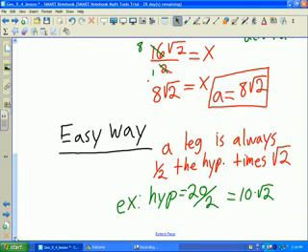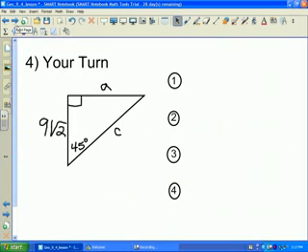I got one more for you. You guys are going to work on this one for yourself. I'll put the answer up here in a bit. Your turn. Example 4, last one. Again, you have a 45-45-90 degree triangle with a leg measurement, a, which is a leg, and a c, which is the hypotenuse, to find. Make it happen.